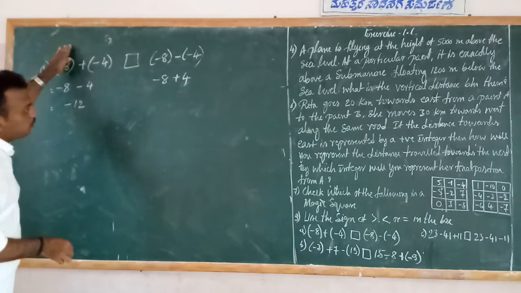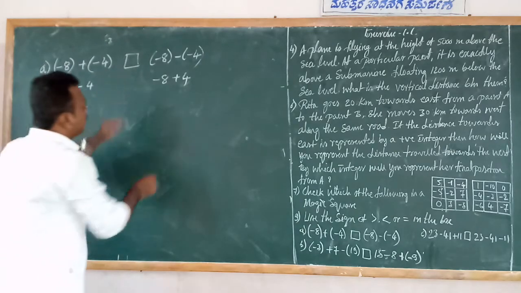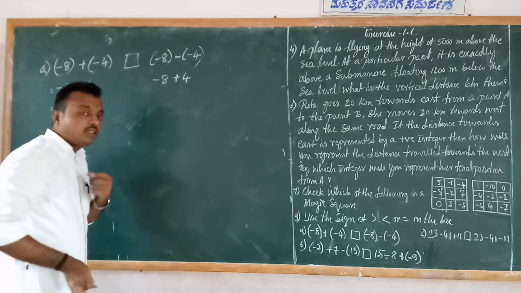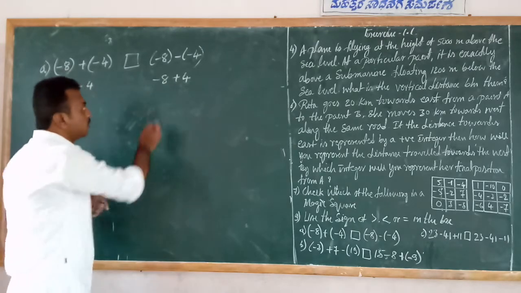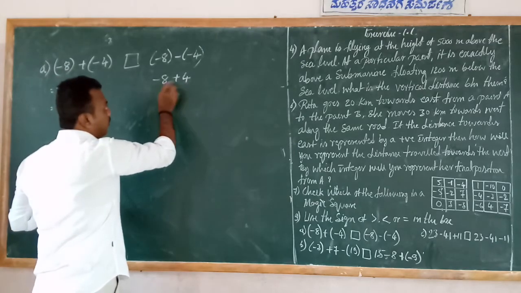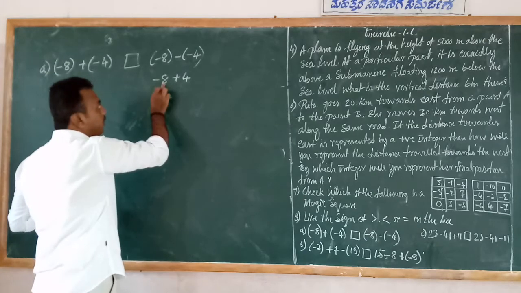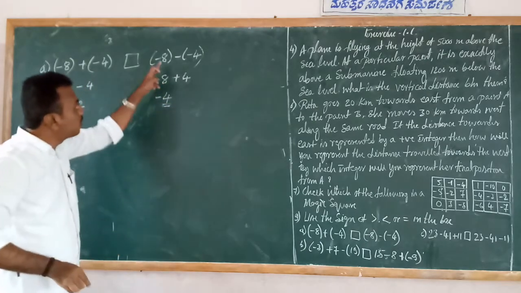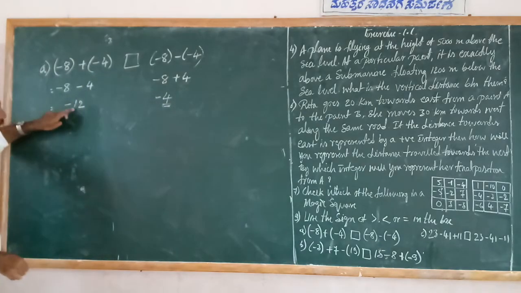So in the LHS part, the value is minus 12. In the RHS part, minus 8 is minus, plus 4 is there. So the signs are different, so we have to do subtraction. The difference of 8 and 4 is 4. The bigger number is 8, having a negative sign. So in the RHS the value is minus 4, in the LHS the value is minus 12.